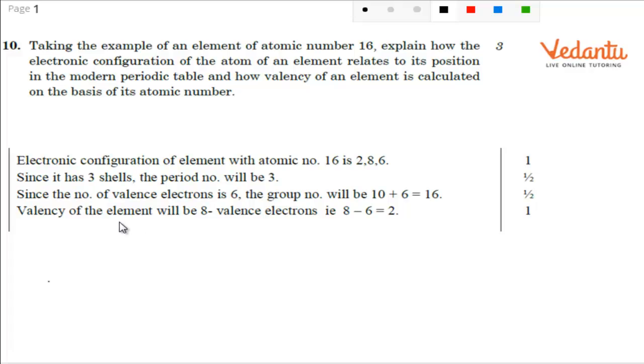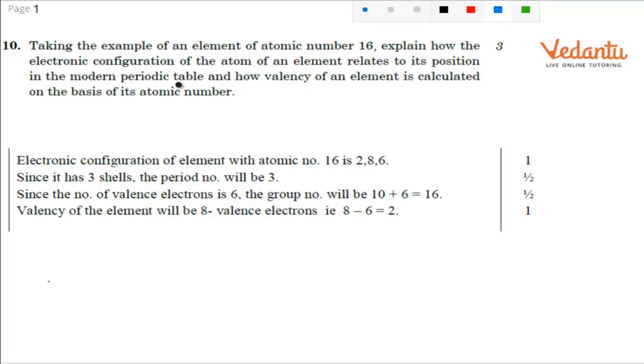Dear students, let's discuss question number 10. Taking the example of an element of atomic number 16, explain how the electronic configuration of the atom of an element relates to its position in the modern periodic table. Position means what? You have to tell about the period as well as the group, and how valency of an element is calculated on the basis of its atomic number.